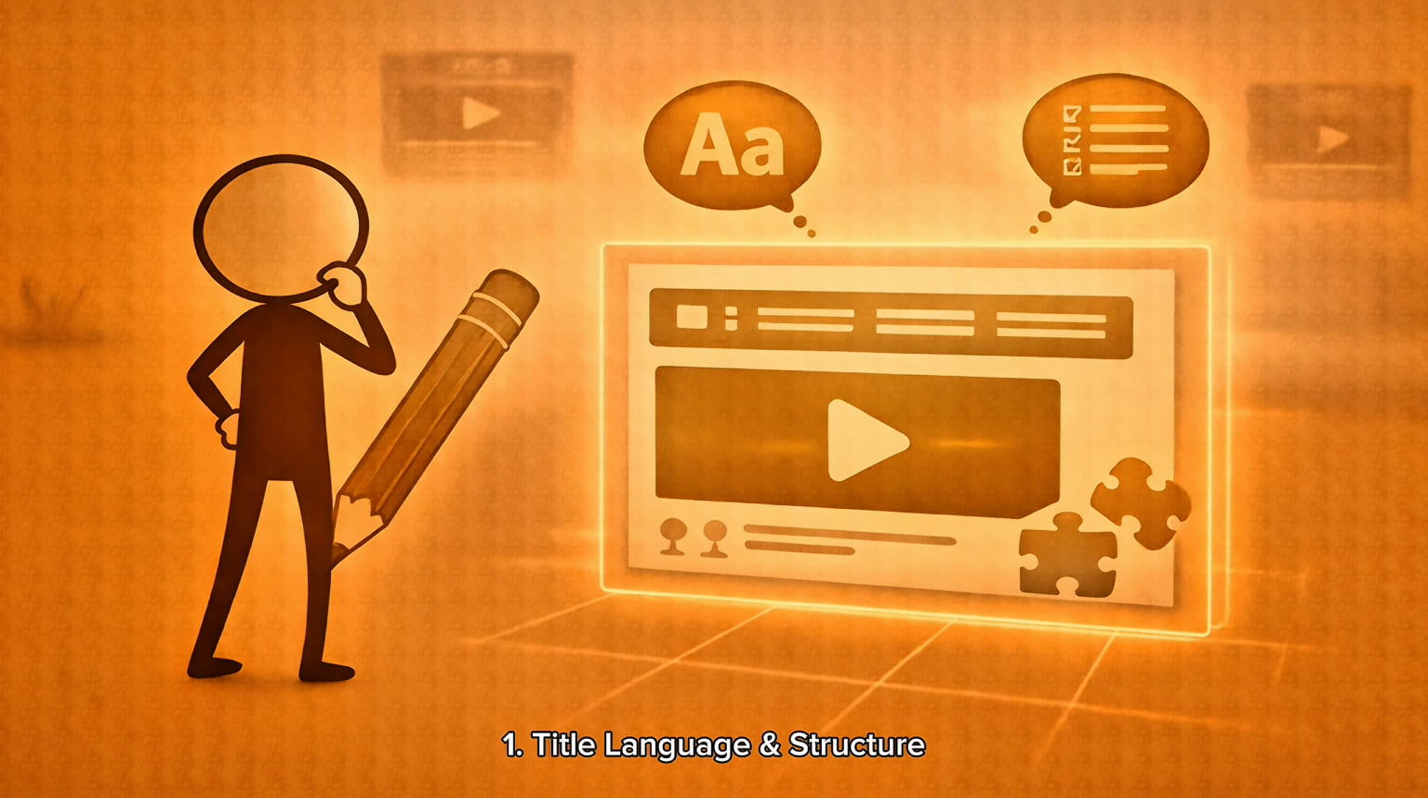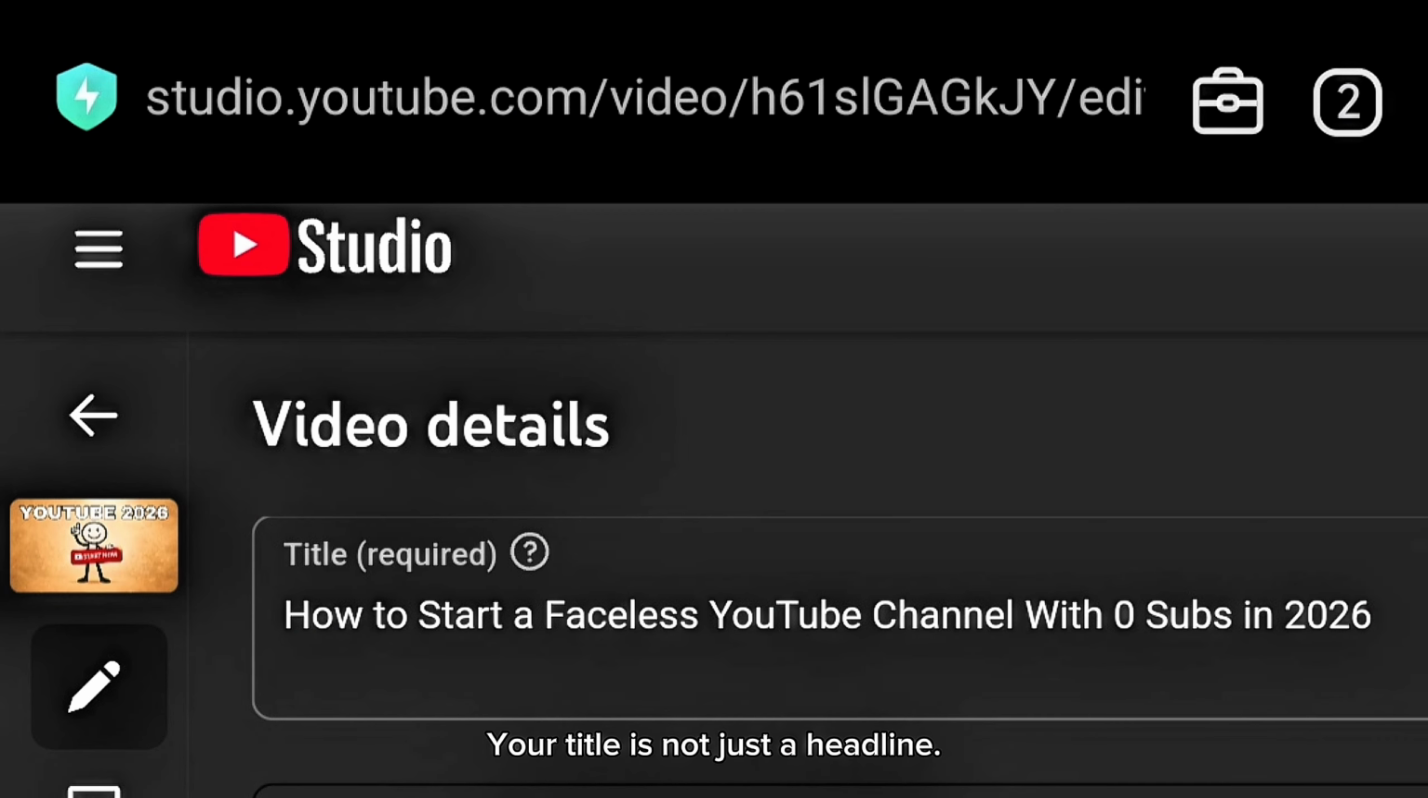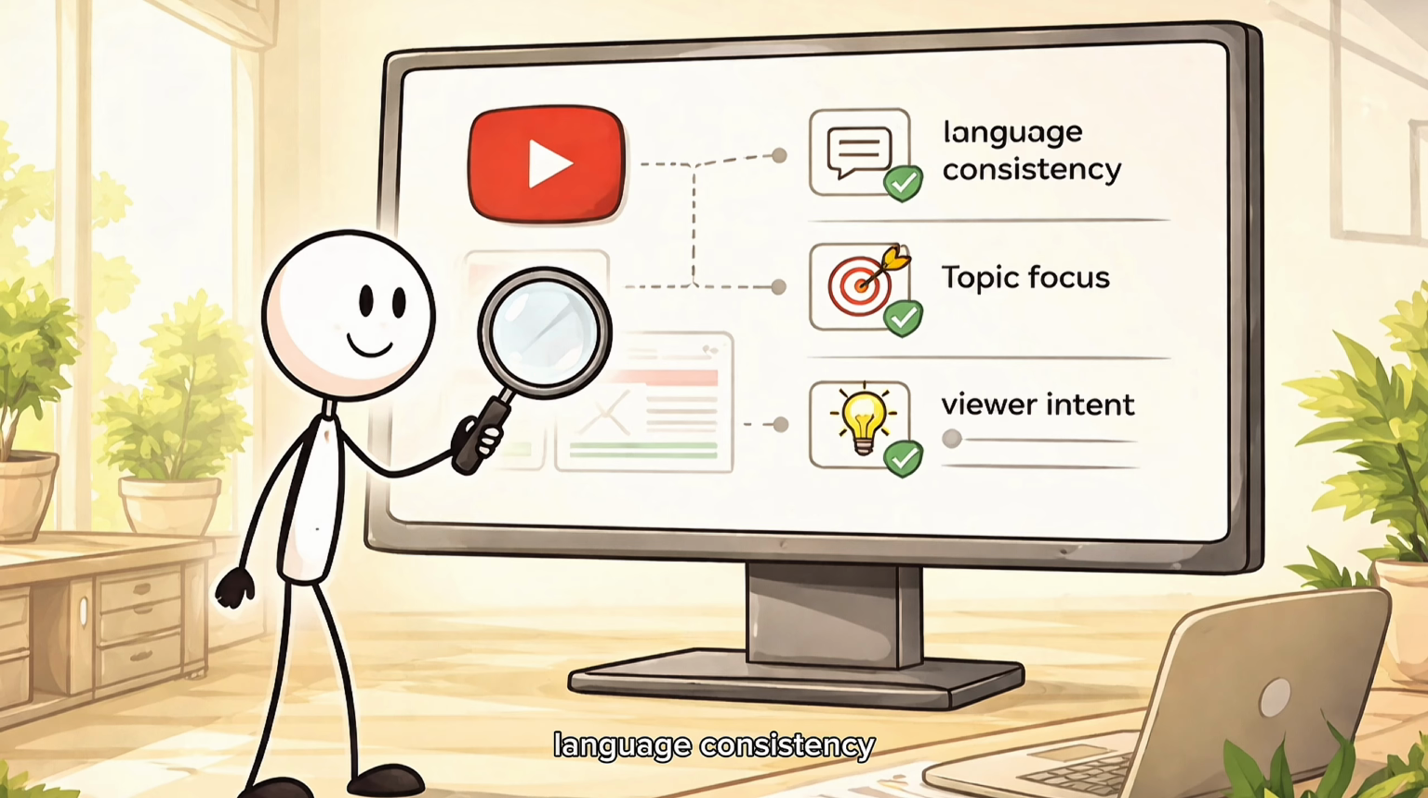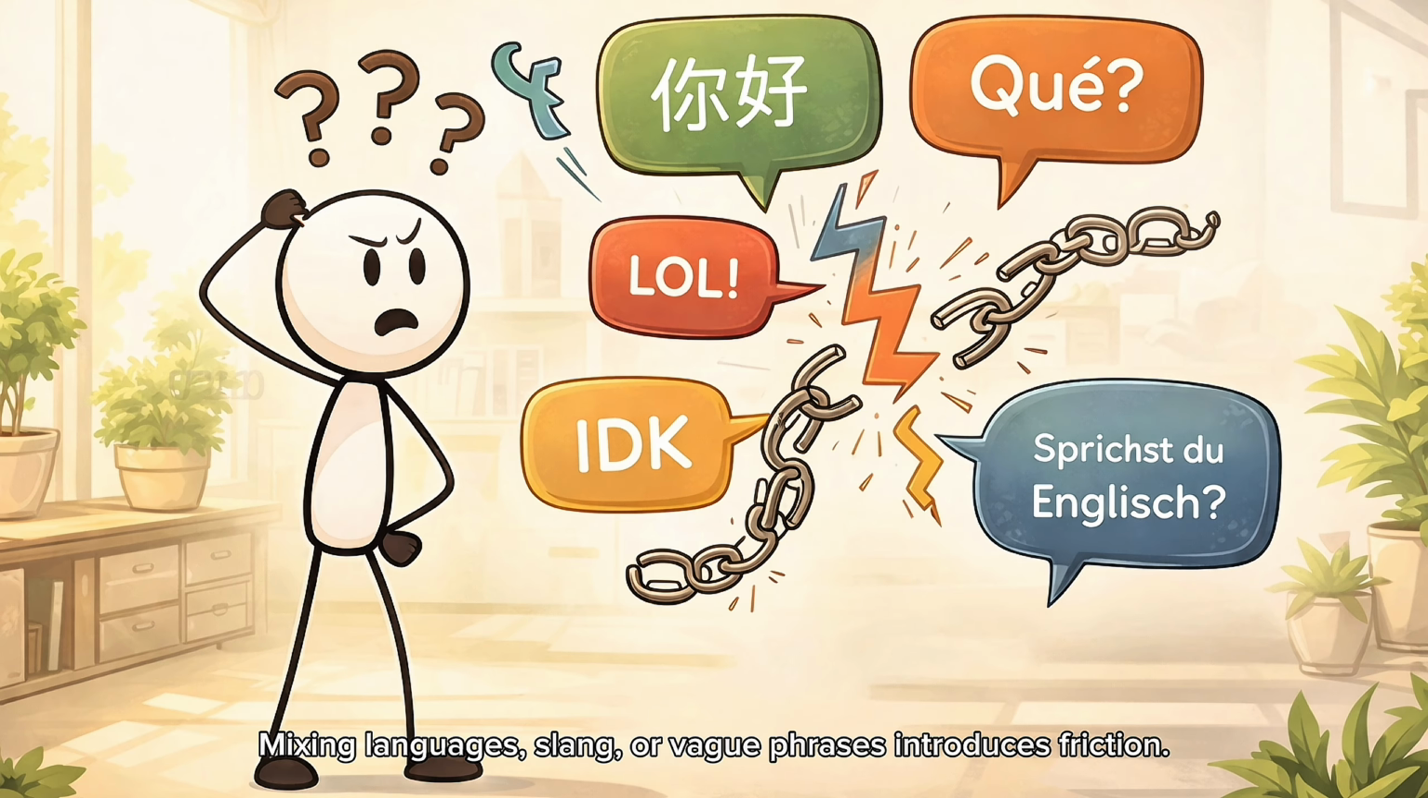1. Title, language, and structure. Your title is not just a headline. It's a classification signal. YouTube analyzes language consistency, topic focus, and viewer intent. Mixing languages, slang, or vague phrases introduces friction.